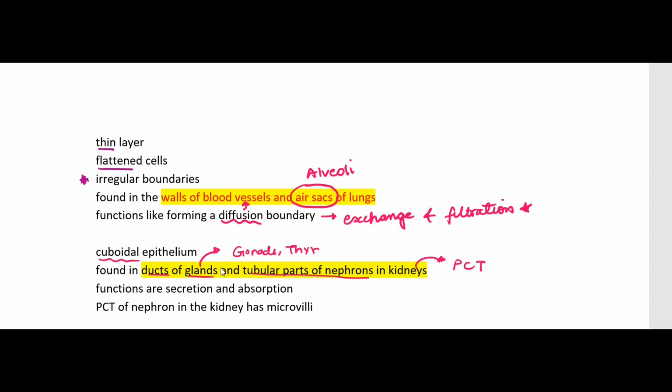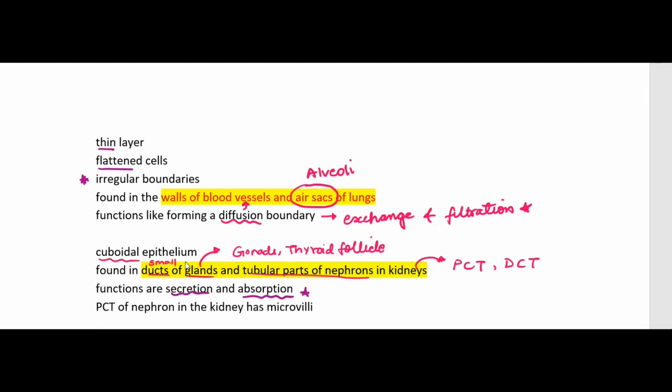So when I say ducts of gland, we are referring to small ducts, not the large one. Okay, the small ducts of glands have cuboidal epithelium. And the functions in which cuboidal epithelium is associated is secretion and absorption. I told you about PCT of the kidney.